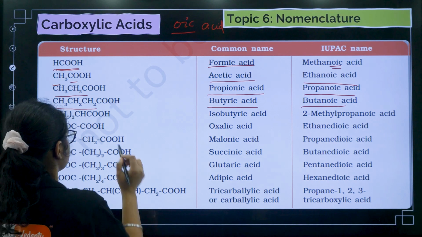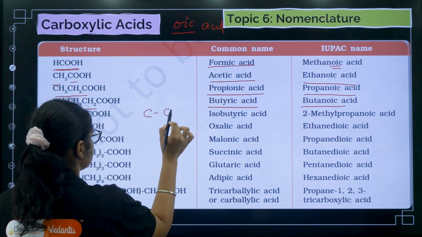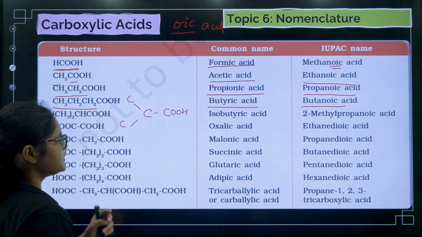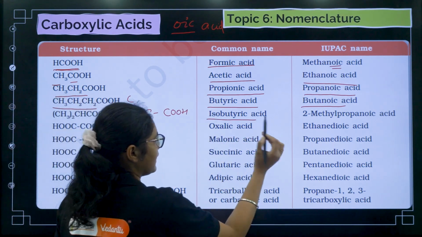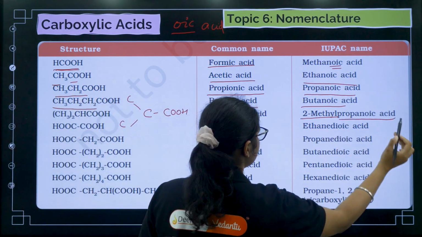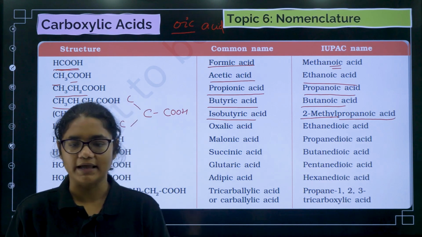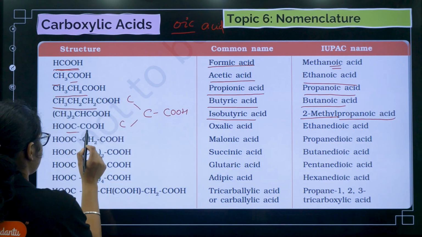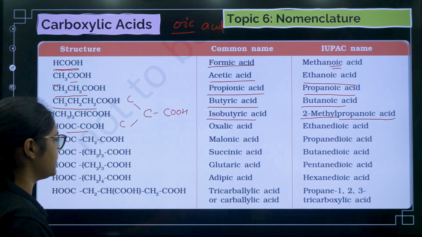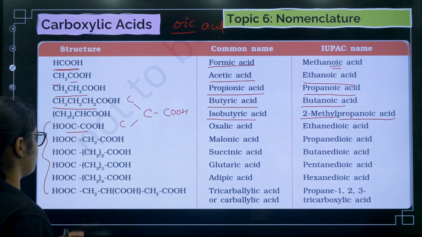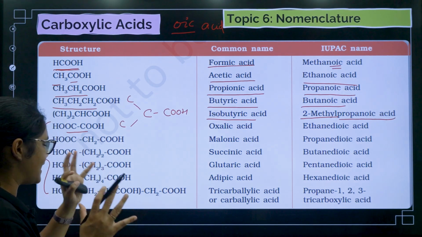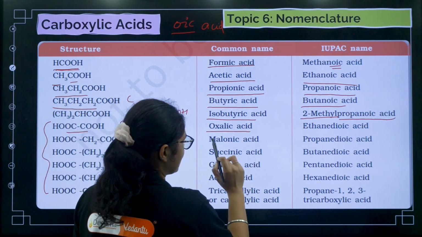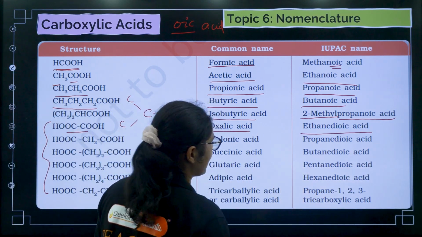Now if you have CH COOH and you have 2 CH3 like this, this is your isobutyric acid, and the IUPAC name is 2-methyl propanoic acid. Now coming to the compounds where we have 2 carboxylic acid groups. These common names are very important. The simplest one, with 2 carboxylic acid groups, is called oxalic acid or ethane dioic acid.